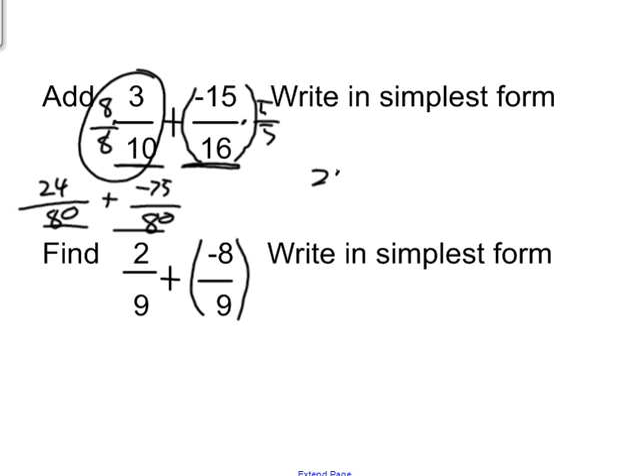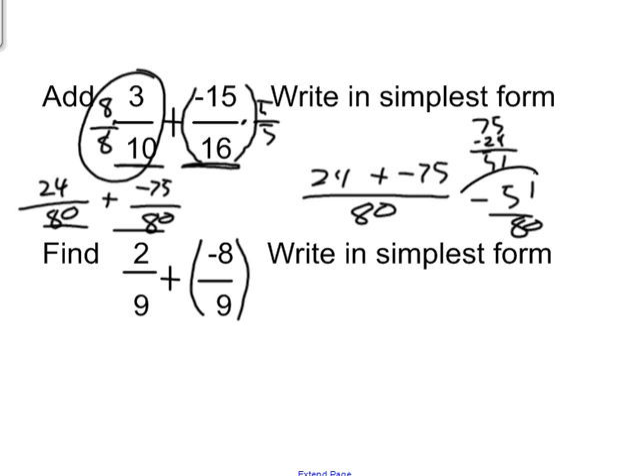At this point, I do have like fractions, so I can simply add the numerators. I have 24 plus a negative 75 over my denominator of 80. 24 plus a negative 75 would be 75 minus 24. It'd be 51 over 80, but I'm sorry, I do need to bring the negative sign along. So it's a negative 51 over 80, and I don't see how that can be reduced.